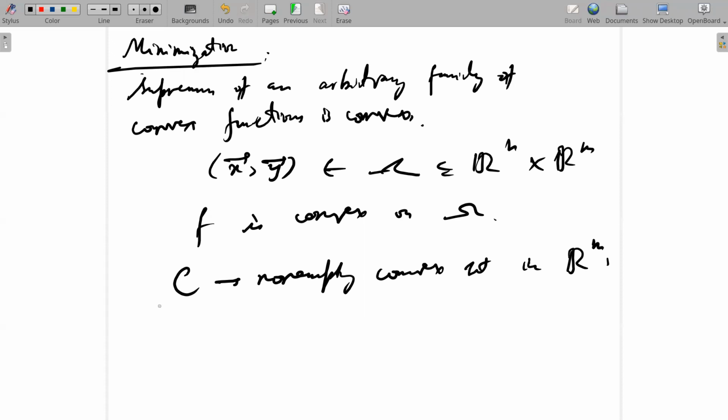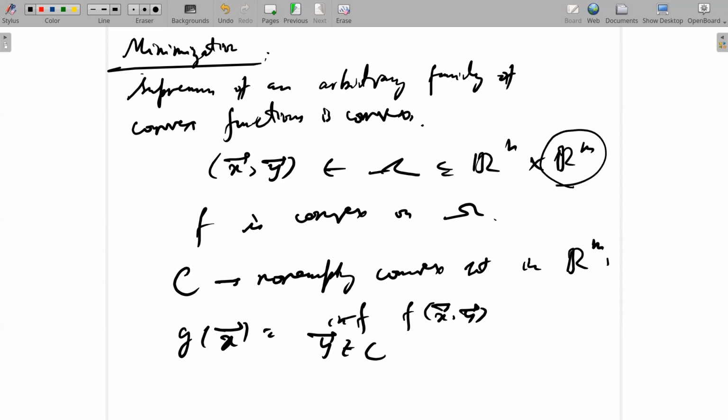Okay. Now define this function g of x as the infimum over all those y's that belong to C, so infimum of the function f of (x, y). So the function is on omega. It has been split up into two component parts, x and y. And for each of those, you're taking a non-empty convex set in R^m, and what you're doing is defining the infimum of f on that coordinate. Essentially, you're taking some sort of slice.